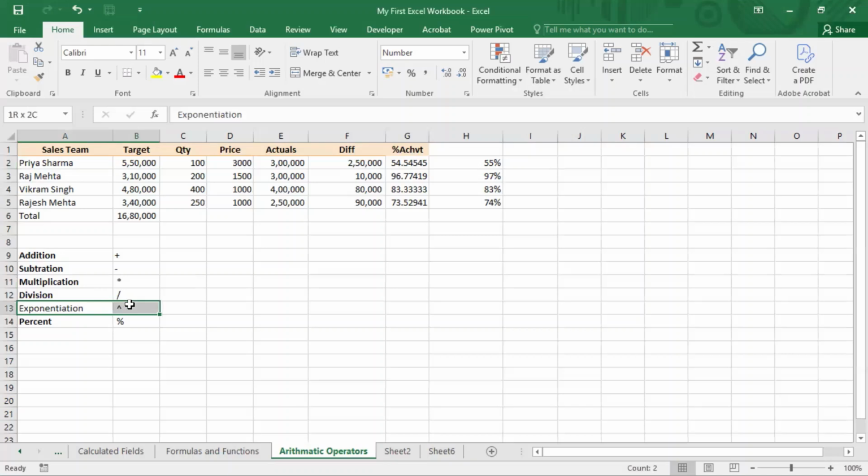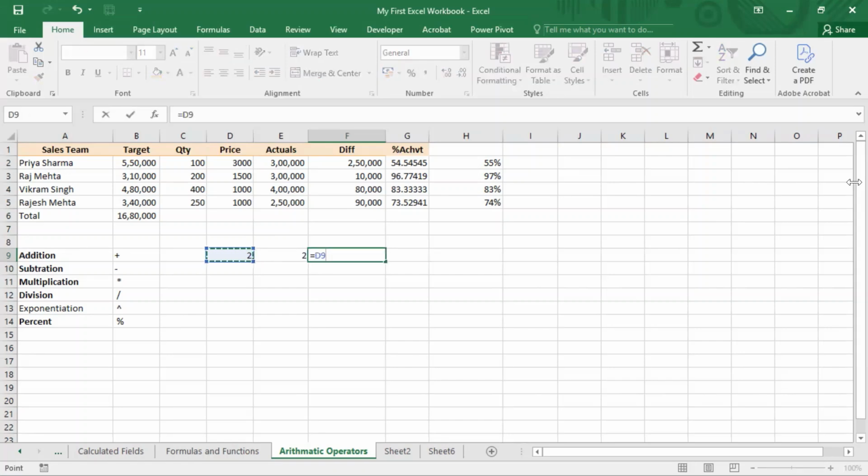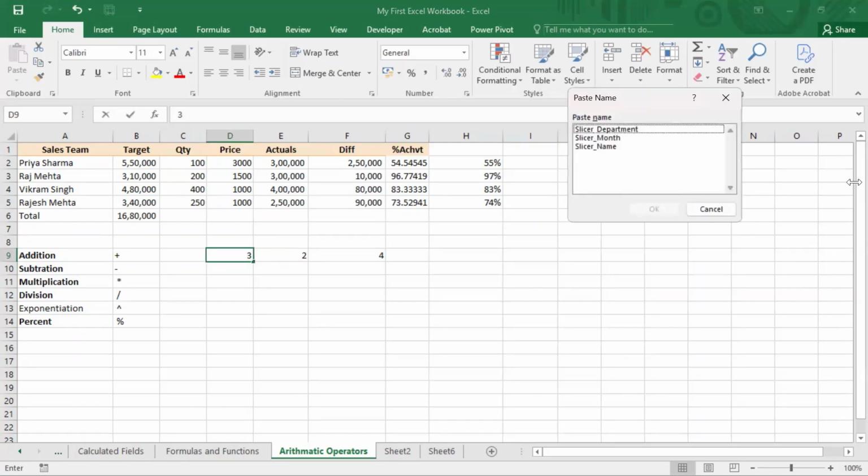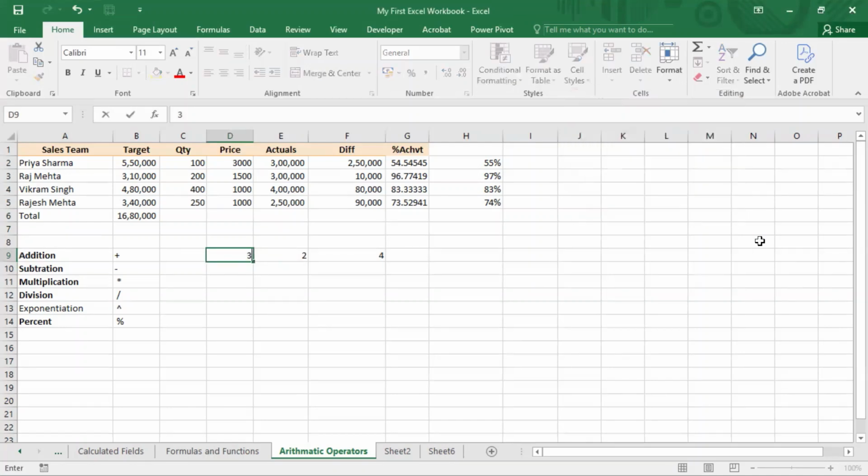Last but not the least, exponential. I can show you with this example. Suppose you want to know the square of 2. If I want to know the square of 2, I'll say equal to this exponential sign and 2, which is square. You can see here, the square of 2. Suppose I change this, the square of 3 is 9. You can see this. Square of 4 is 16. Square of 5 is 25.